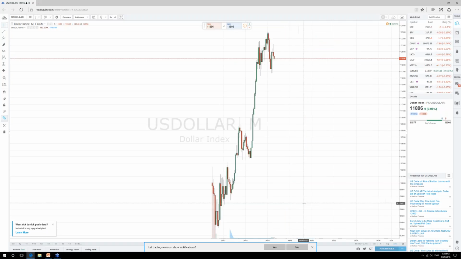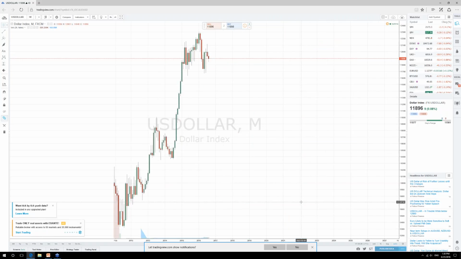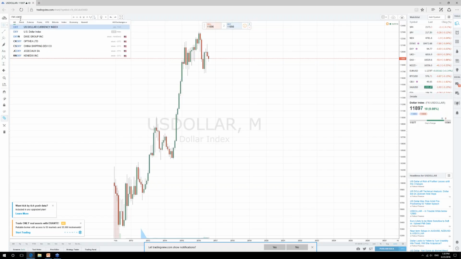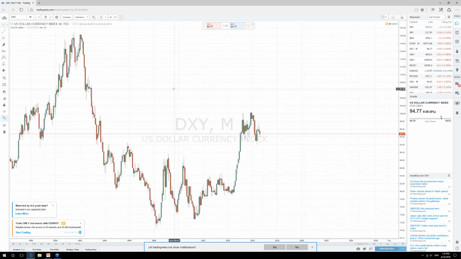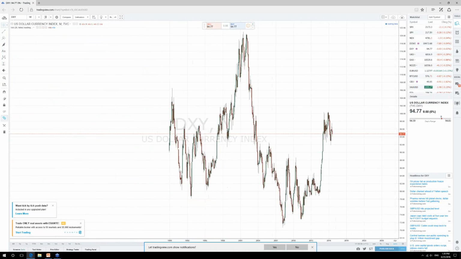This is actually a relatively new index, so we can't really go back in time. So let's take a look at the other US dollar index, which is the DXY. Okay, this one does go back. So let's take a look here.